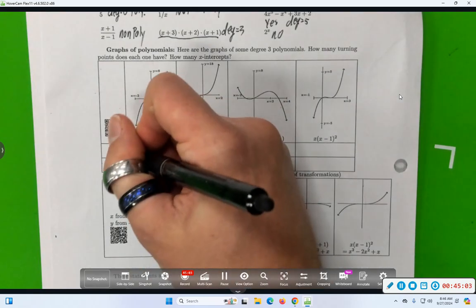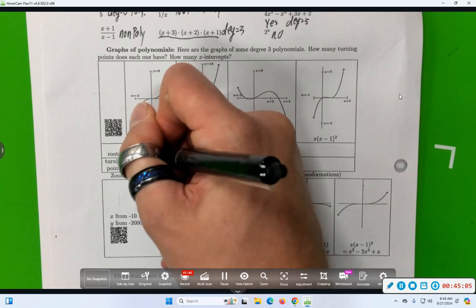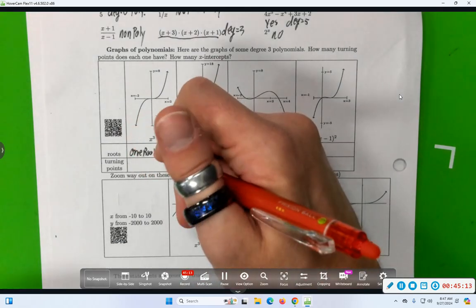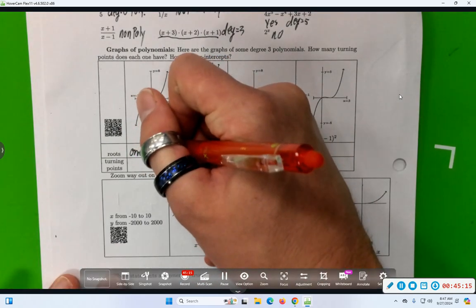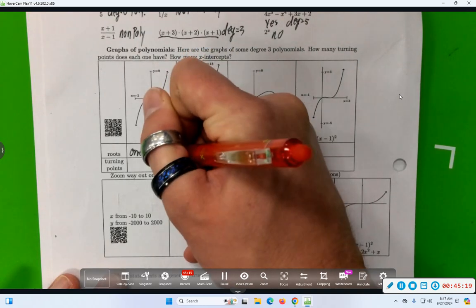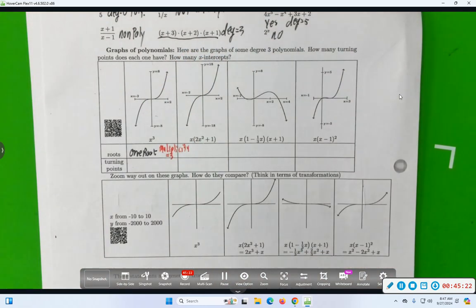So it has 1 root, but it kind of has 3 roots all at the same time. We'll explain this buzzword on Monday: the multiplicity is 3. It's got 1 root of multiplicity 3. Don't worry about the multiplicity for now.